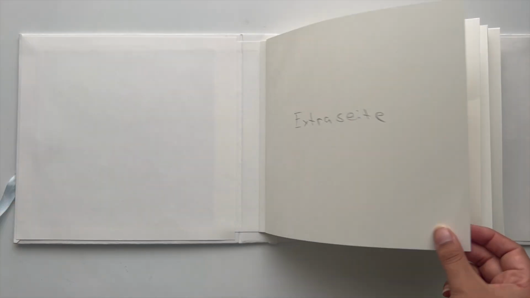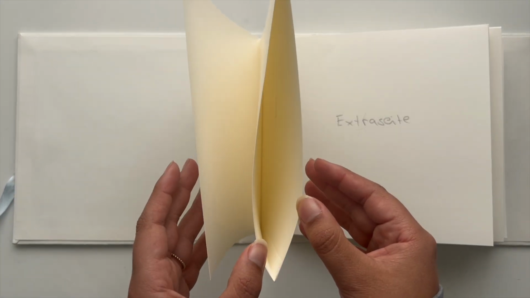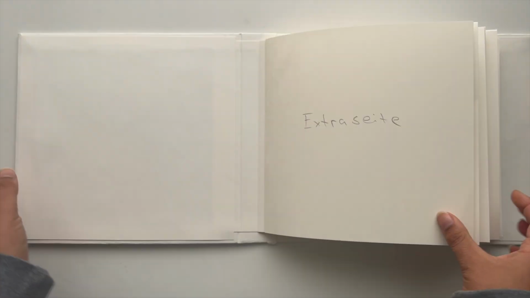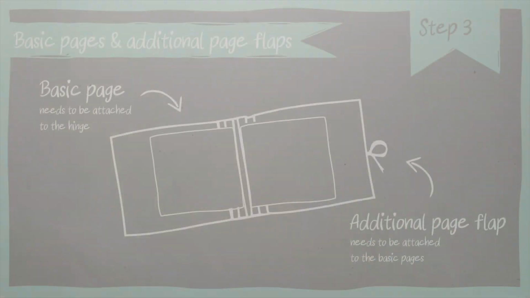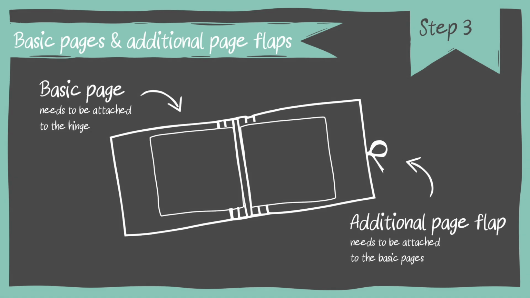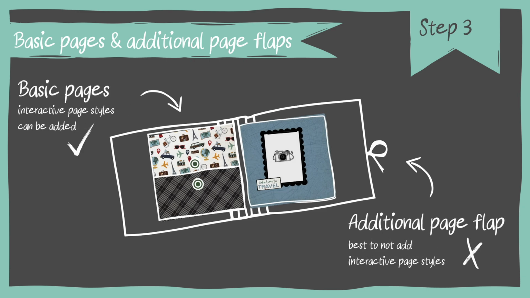But then the additional page flap is just 1 cardstock element which you would add to the basic page. So it's not as thick, and that's the reason why I actually wouldn't recommend to also add interactive page styles onto the additional page flaps. Or at least don't add very heavy interactive page styles to the additional page flaps. So for example, my page style number 2 is a page style with a whole booklet on it. And it's a beautiful page style, and you can definitely add it to a basic page, but I wouldn't add it to a page flap.